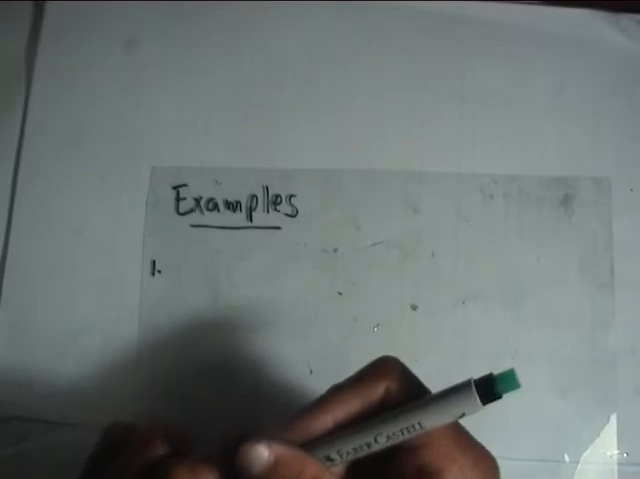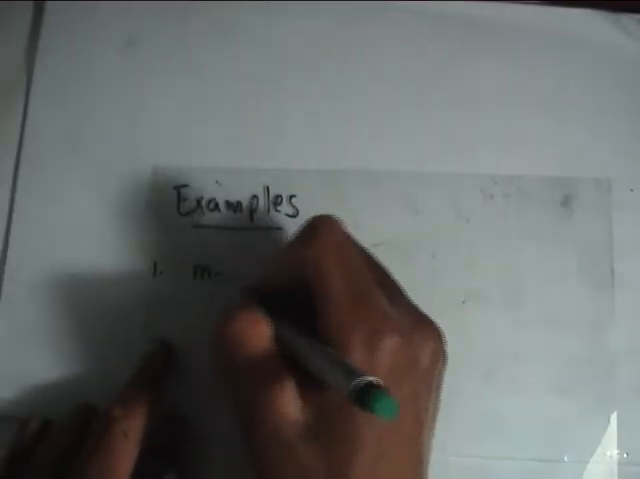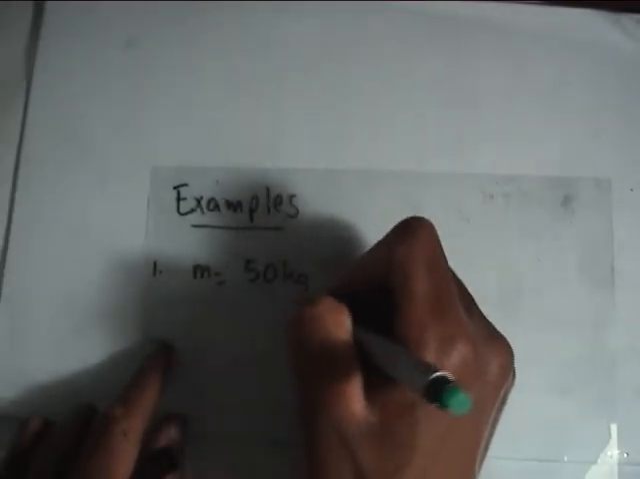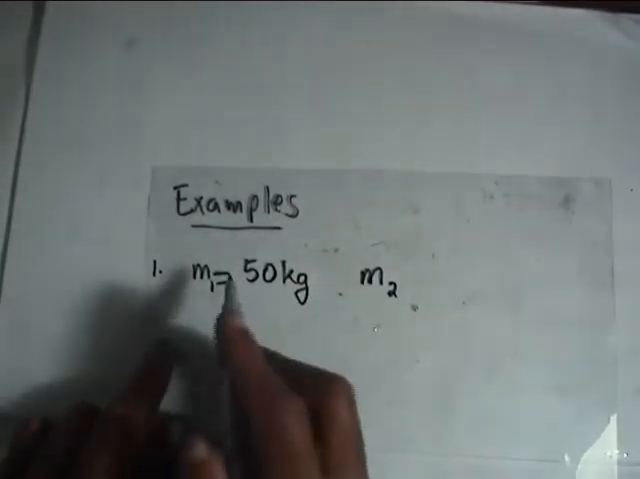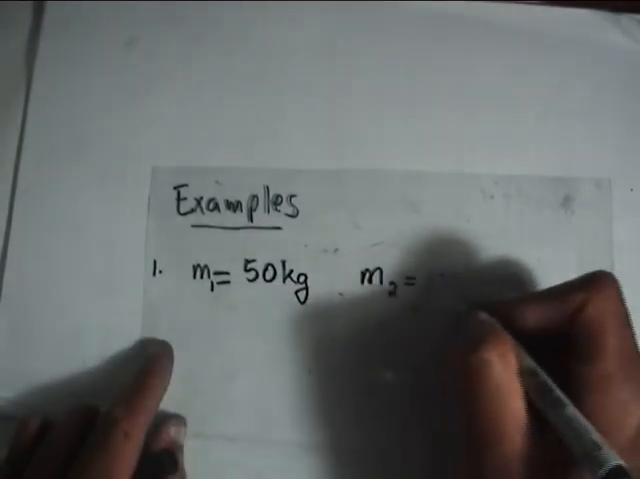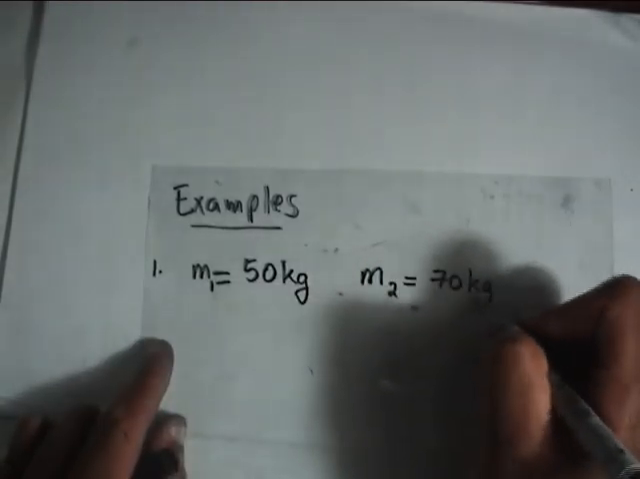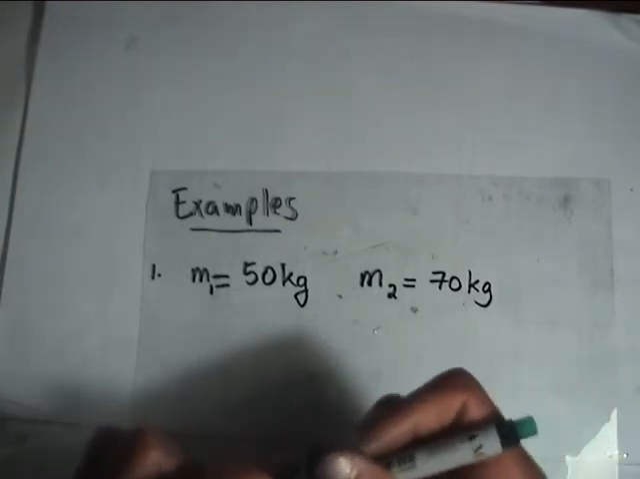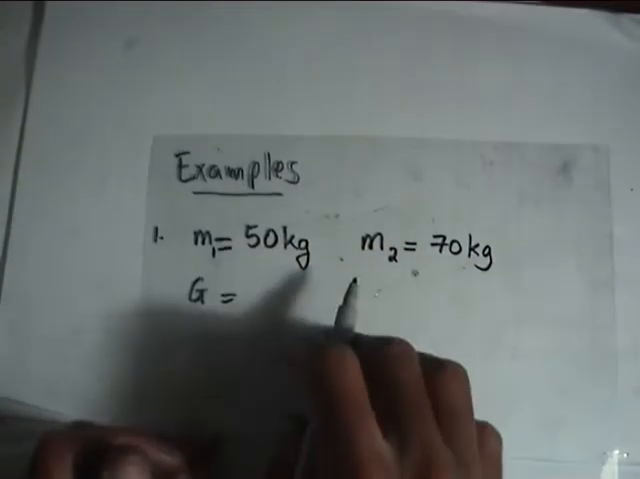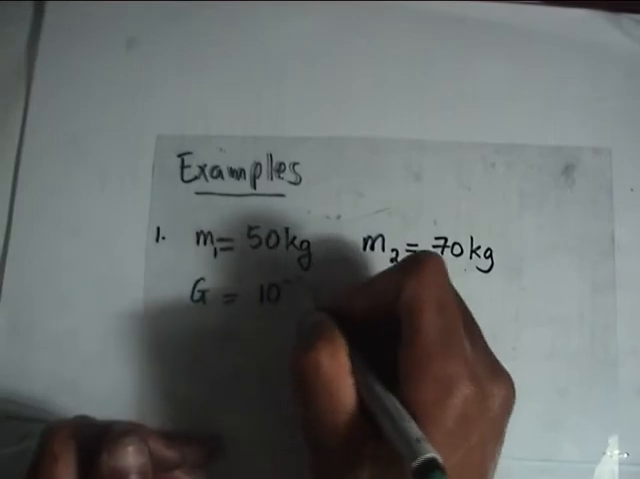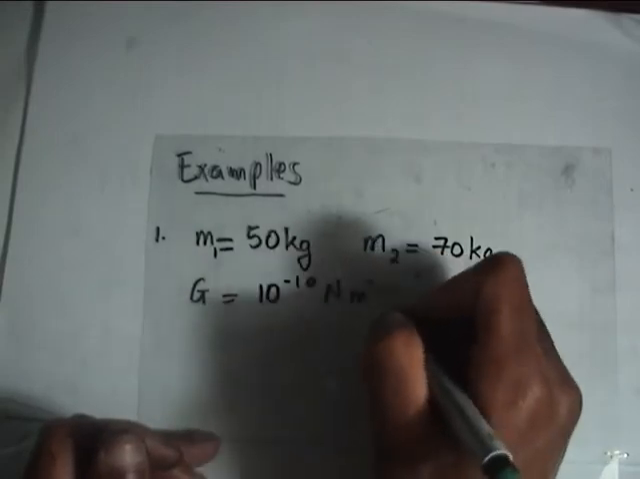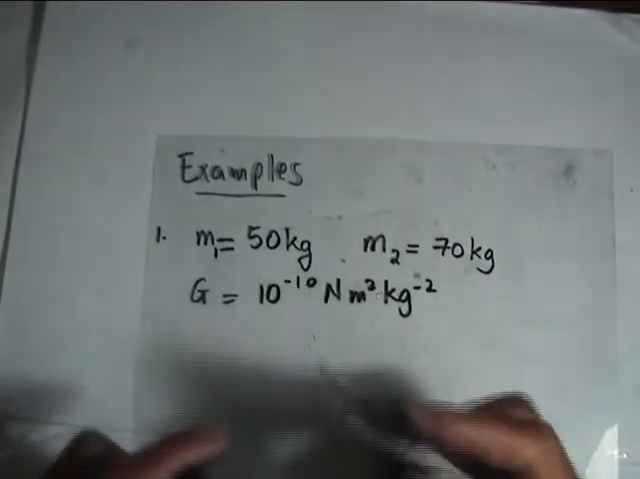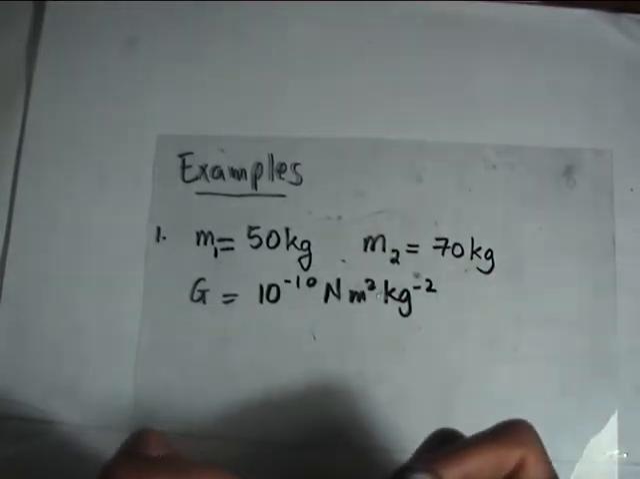The first one is saying a 50 kg man. So the first mass is 50 kgs, and the second mass, I'm going to call them M1 and M2. A 50 kg man and a 70 kg person are sitting on a bench. Estimate the magnitude of the gravitational force each exerts on the other. Assume that G, here we're given the value of G that we're supposed to use, is 10 to the power of minus 10 Newton meters squared per kg to the power minus 2. That's what we're told to use.